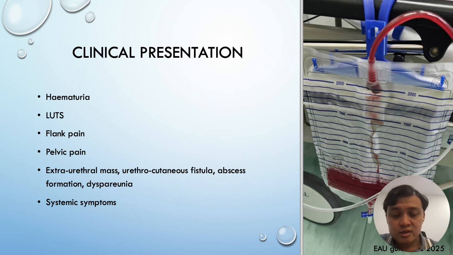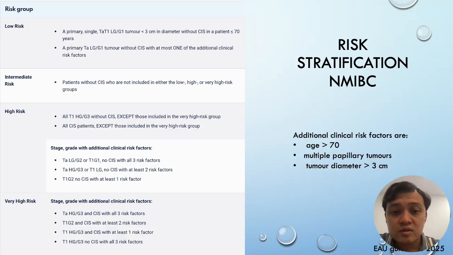Clinical presentation: regardless of the position, any cancer of the urothelial lining can lead to hematuria. This is the number one symptom, whether macroscopic or microscopic. Urinary tract symptoms for those in the bladder, depending on the position, can cause either storage or voiding symptoms. Urethral cancer can also cause voiding symptoms. Flank pain occurs particularly for UTUC. Pelvic pain can occur for either bladder or urethral carcinoma. Specific to urethral carcinoma, it can also cause extraurethral mass, fistula, abscess formation, or dyspareunia in females. And when the cancer is quite advanced, you can expect, of course, systemic symptoms.